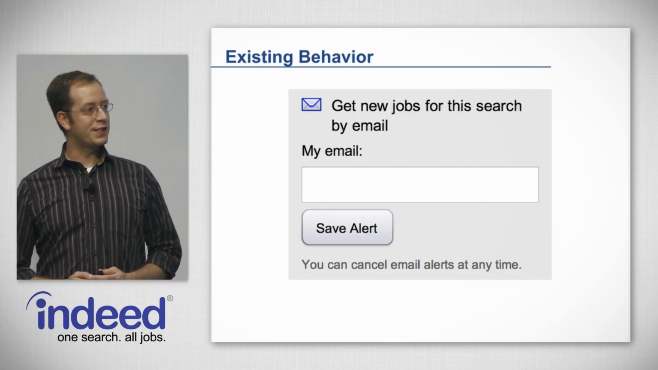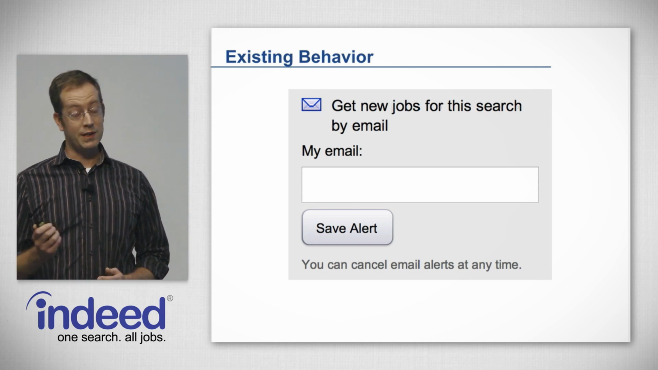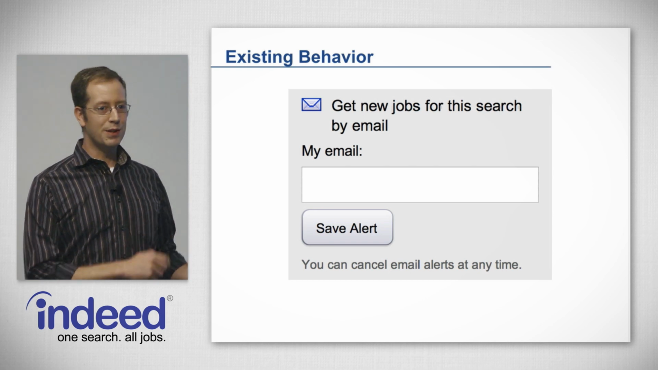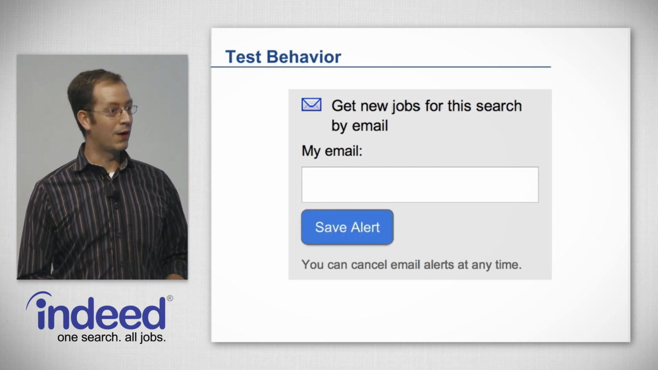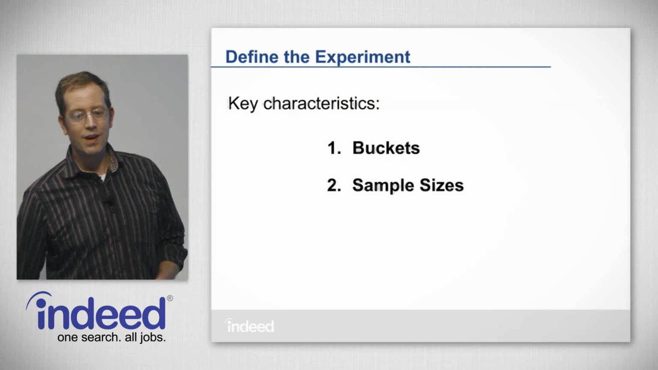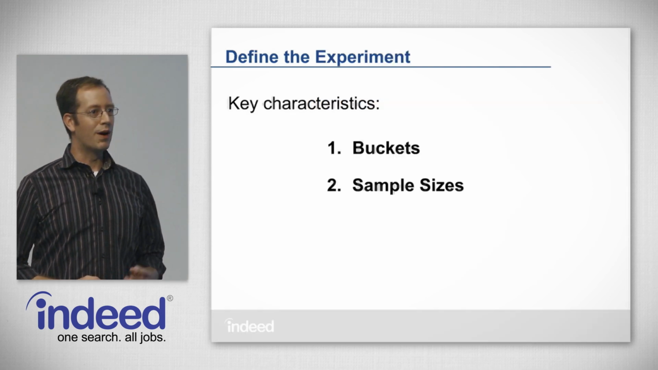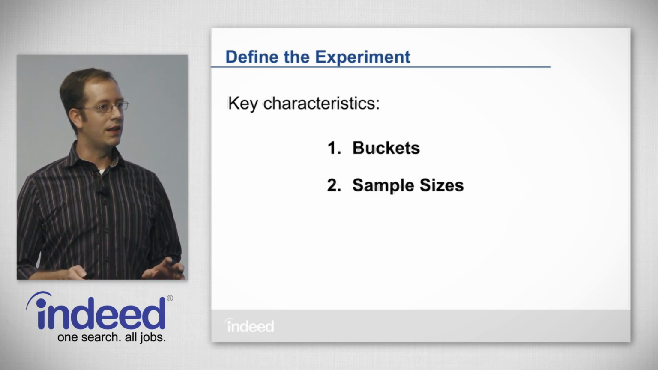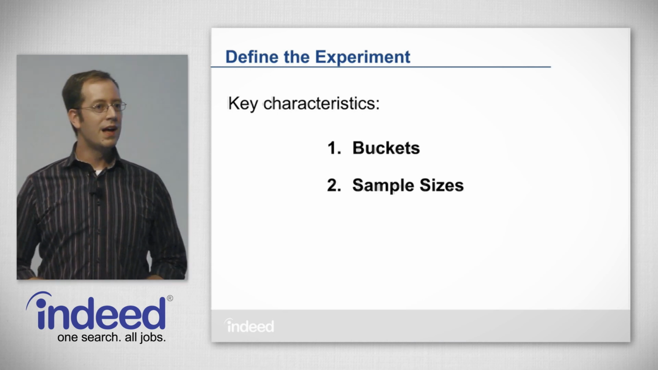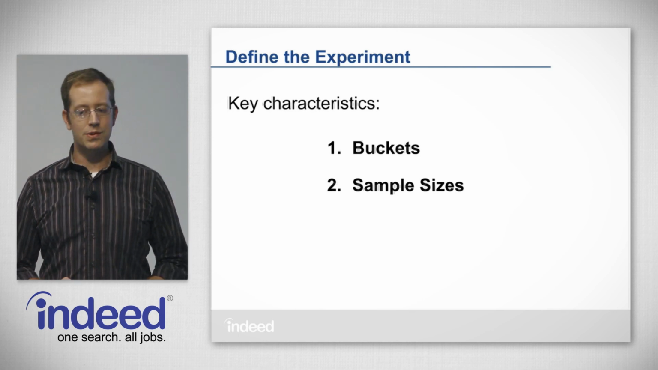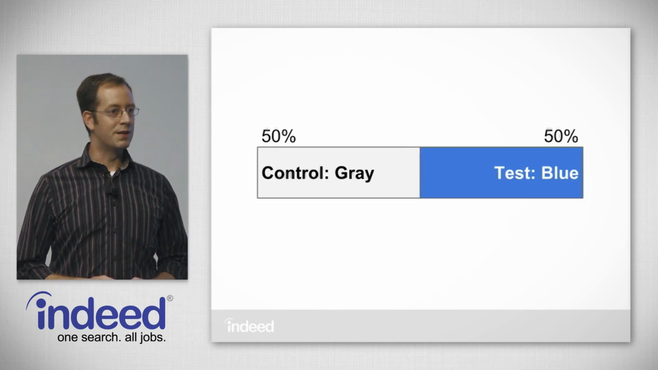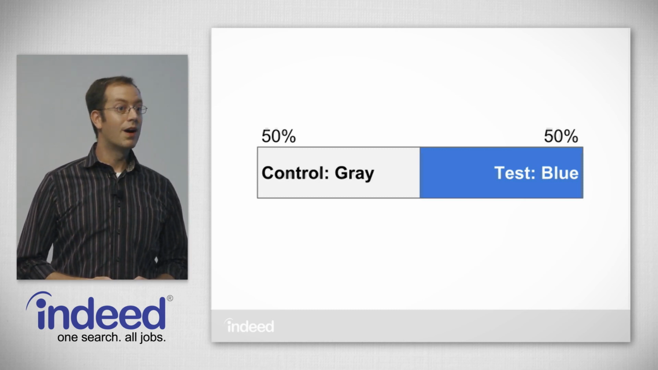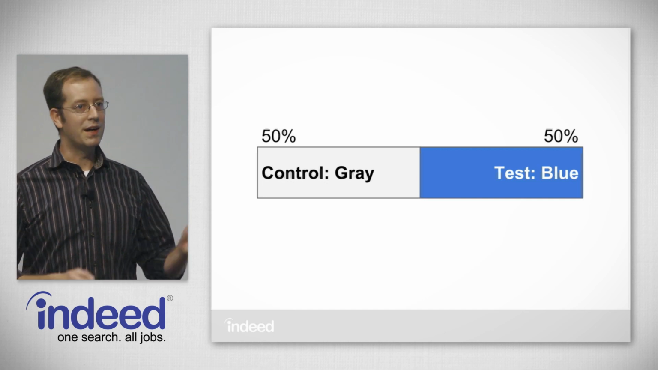We're going to use for our sample example here a very similar test. This will be the same job alert box, but because it's a whole lot easier to put into a presentation, we're going to change the color of the button instead of changing the text. To define the experiment, there are two pieces of information that we need. We need to define the buckets, just define which groups all your visitors will be split into, and we need to define the sample size that we're going to use. Our buckets are very simple. Control group, gray background. Test group, blue background. Our sample sizes, equally so, 50%, straight A/B test.